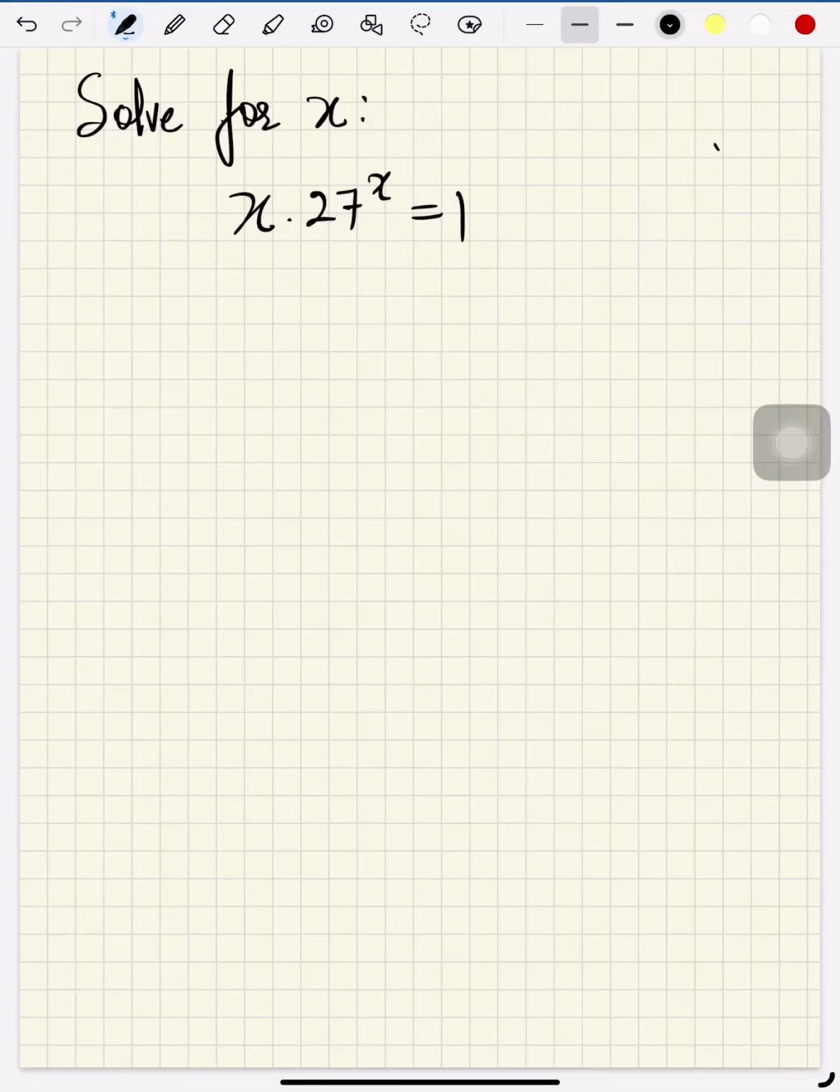Let's solve this question for x. The question is x times 27 to the power of x is equal to 1. If you think about this question by using the power, that's correct. You can use log in this question, but let's try a different method this time.